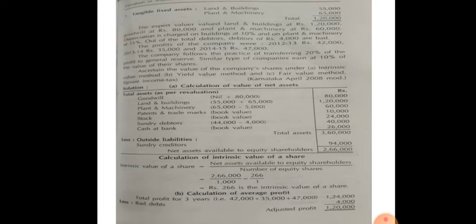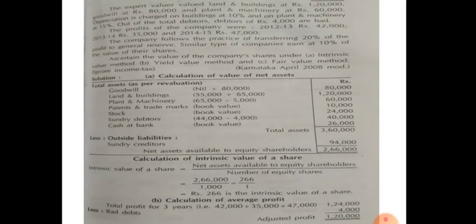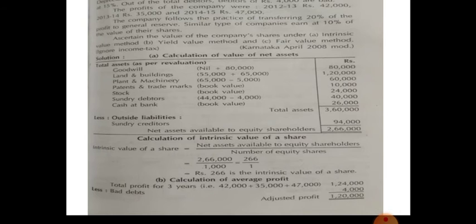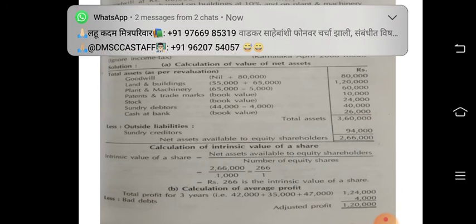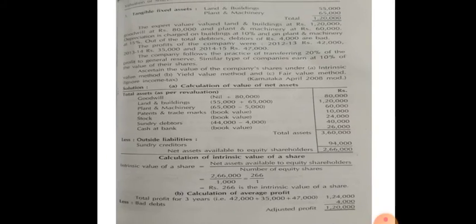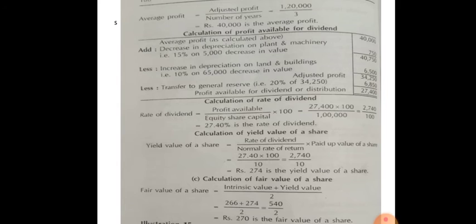So now we have to calculate the yield value. First, how to calculate total profit for the 3 years. The profit is given in the note. For 2012-13 it's 42,000, for 2013-14 it's 35,000, and 2014-15 is 47,000. The total is 1,24,000. Less bad debts, we have to minus it. Bad debts is 4,000, remaining amount is 1,20,000. Now you have to divide this under the 3 years: 1,20,000 divided by 3, you get 40,000 as the average profit.